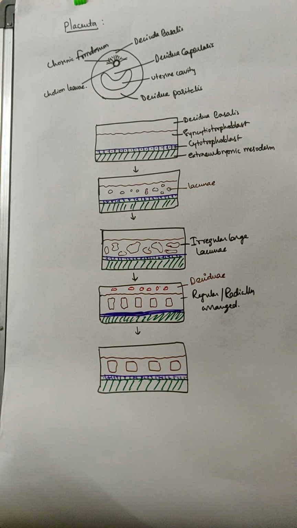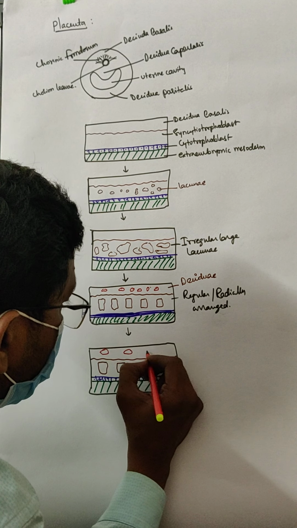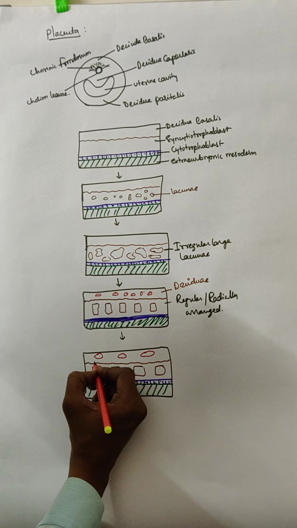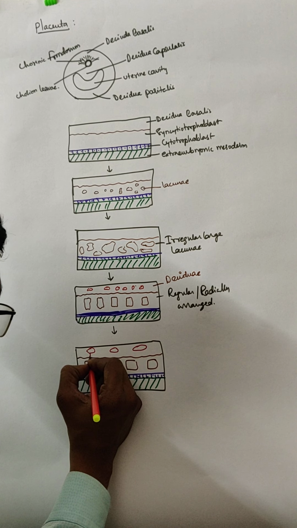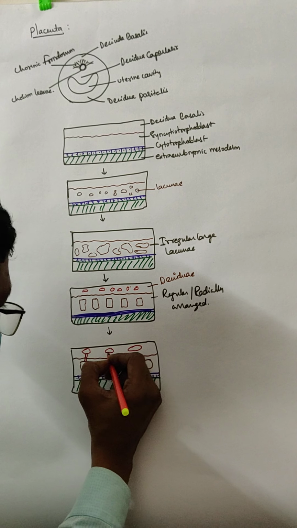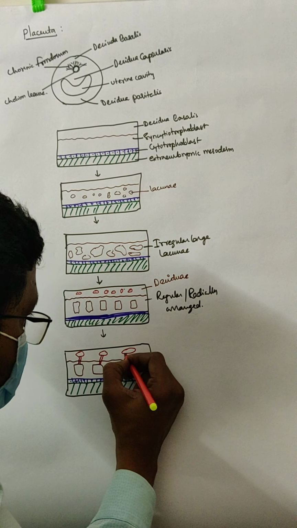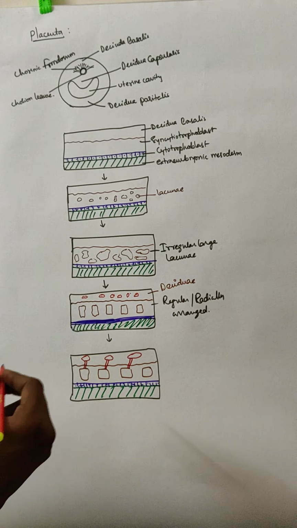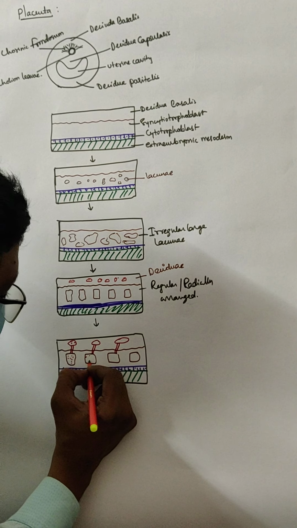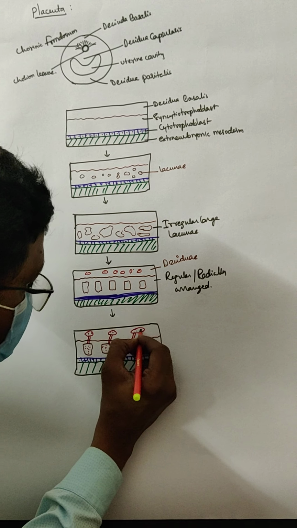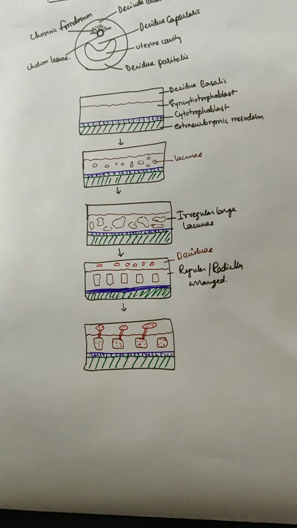So what happens is, this syncytial trophoblast slowly invades the deciduum again, and small channels are formed. They will erode the blood vessels which are there in the deciduum, and the channels are formed. As a result, the blood which is there will start entering the lacunae. Henceforth the lacunae are now filled with the maternal blood.